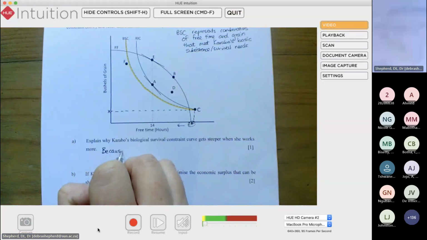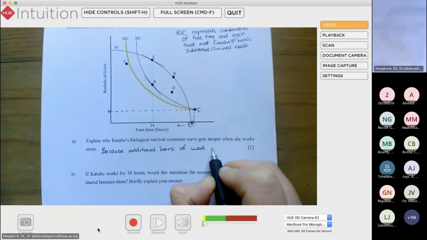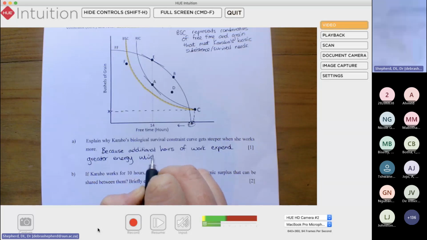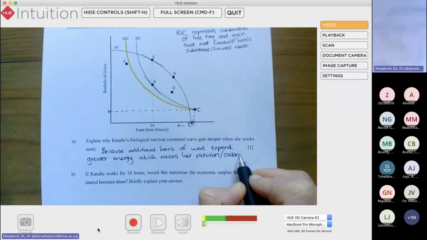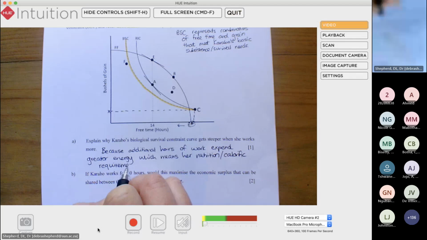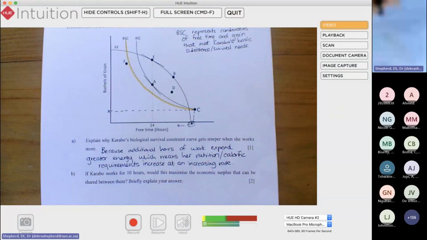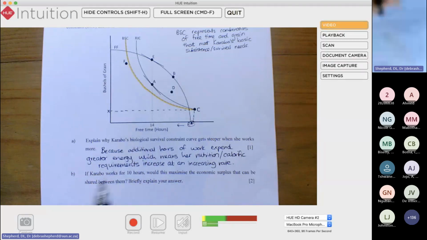Okay, so the reason why Karabo's biological survival constraint curve gets steeper when she works more is because additional hours of work expend greater energy, which means her nutrition or calorific requirements increase at an increasing rate. Okay, so the slope of the BSC represents how much additional grain is required to make up for the time that is lost for free time and keeping her in a subsistence state, so in basic survival.